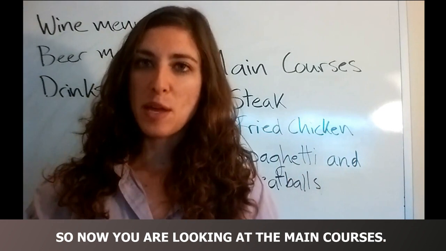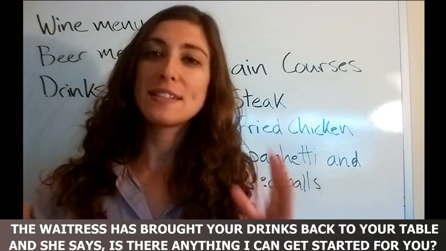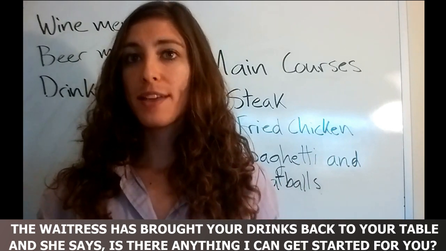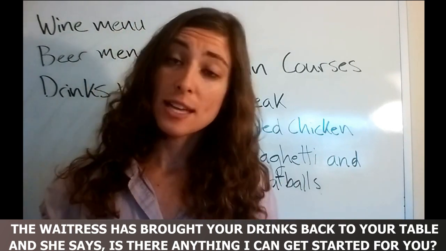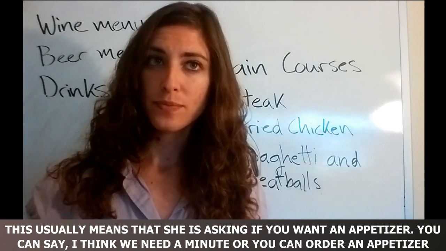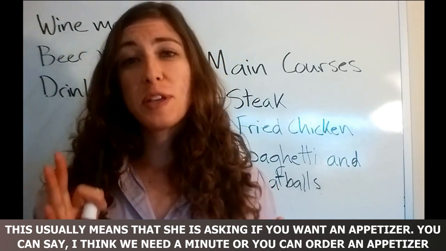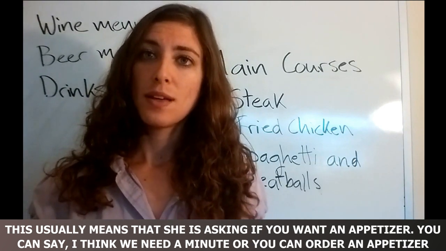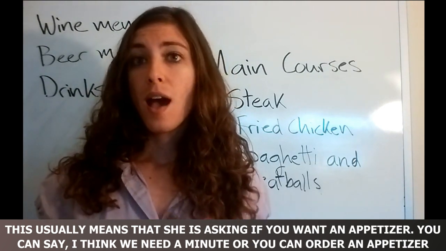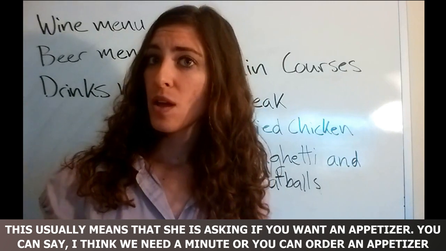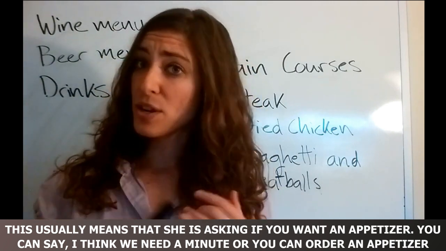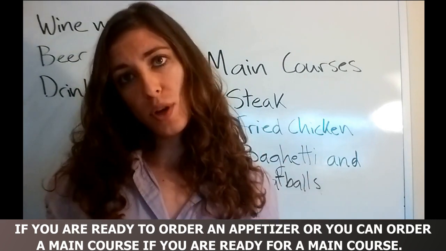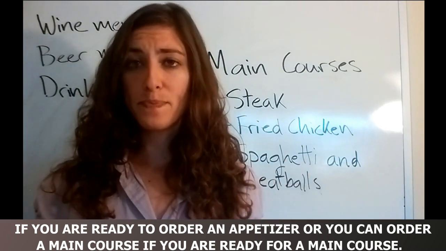So now you're looking at the main courses. The waitress has brought your drinks back to your table. And she says, "Is there anything I can get started for you?" This usually means that she's asking if you want an appetizer. You can say, "I think we need a minute." Or you can order an appetizer if you're ready to order an appetizer. Or you can order a main course if you're ready for a main course.